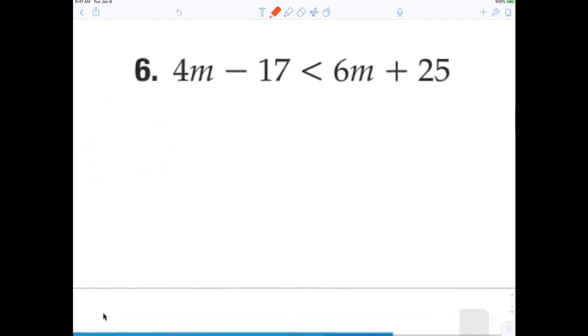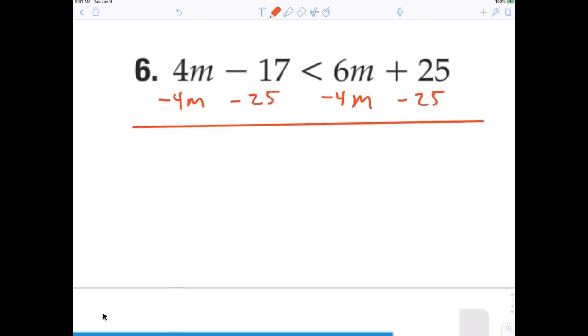All right, question number 6. Now again, I always try to tell kids, try to leave the variables positive. So subtracting 4m, subtracting 25, and subtracting 25. Now, you can leave out that step if you can.